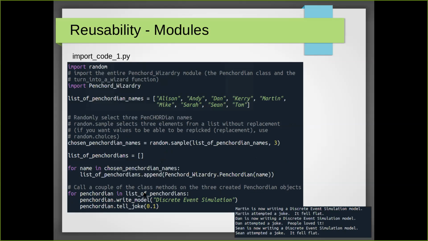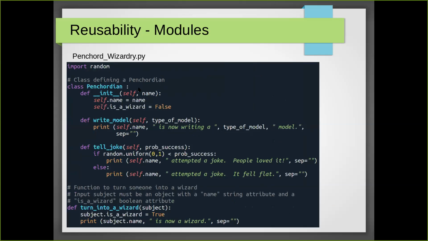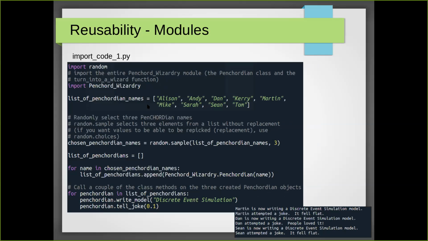So this is a completely separate file. Again, I'm importing the random library, but this time I'm also going to import penchord_wizardry, which was the file that I created over here. In this file, I've got a list of Penchordian names, and then I'm going to randomly select 3 Penchordian names.